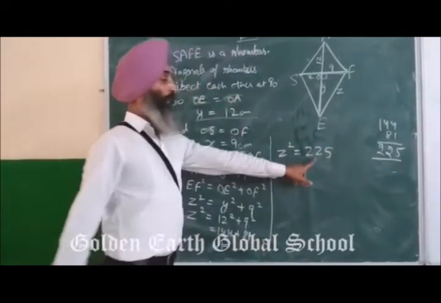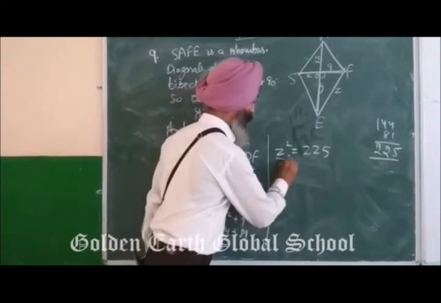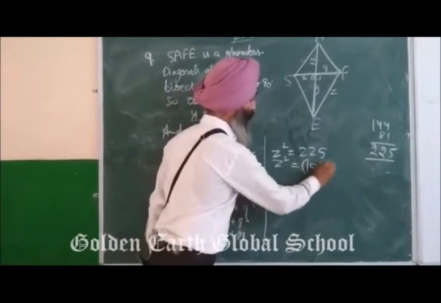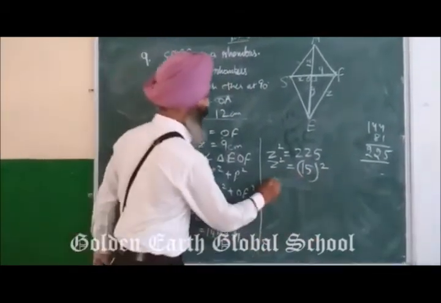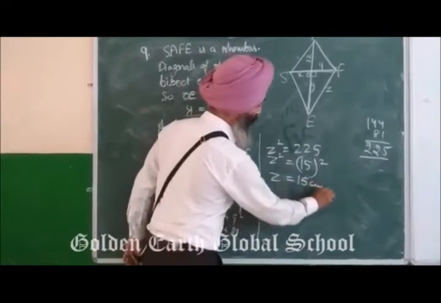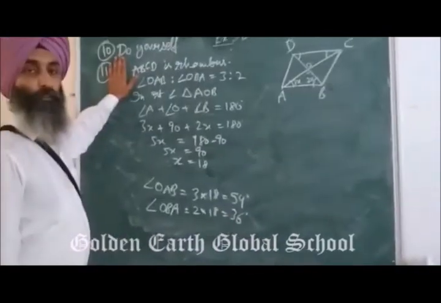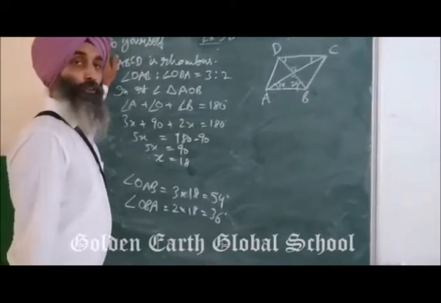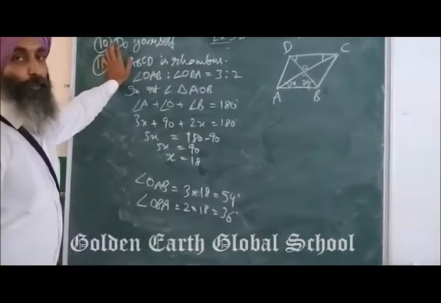Now you have to think कि 225 किसका square है? It is a square of 15. 15 into 15 is 225. So Z is equal to 15 centimeter. Okay. Students, in 10th question you have to do it yourself. It is same as the previous one.